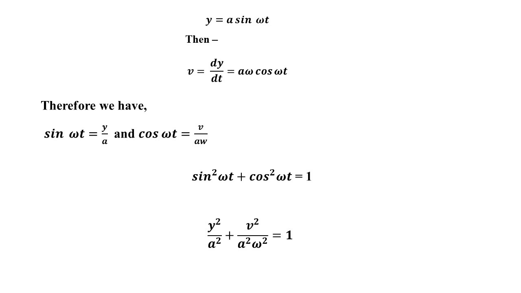And now from the expression of displacement we have sin omega t is equal to y by a, and from the expression of velocity we can write cos omega t is v by a omega. And from the trigonometric relationship we know that sin square omega t plus cos square omega t is equal to 1. Now putting the values of sin omega t and cos omega t, which we have obtained earlier, we get sin square omega t is y square by a square and cos square omega t is v square by a square omega square. So according to the relation we have y square by a square plus v square by a square omega square is equal to 1.